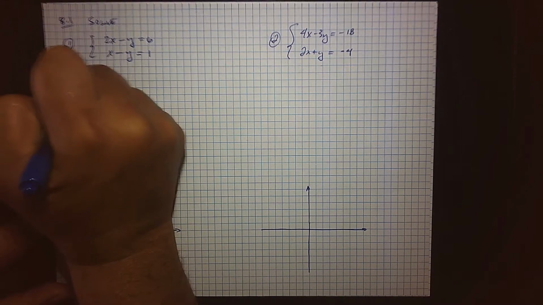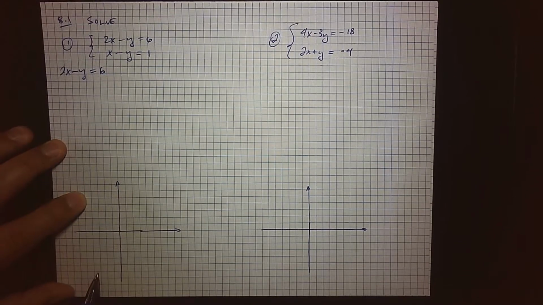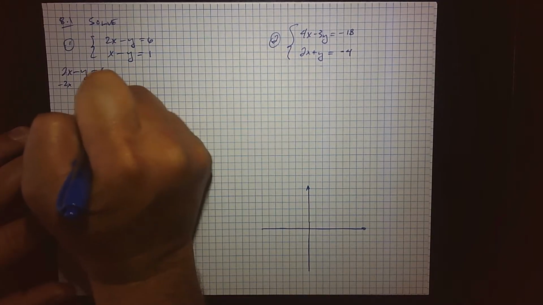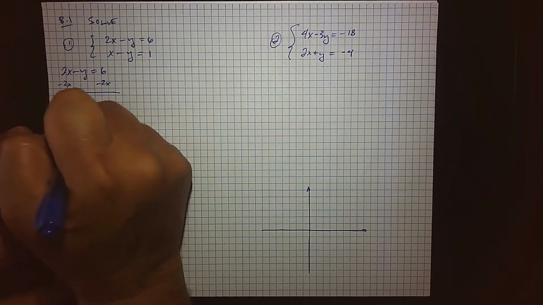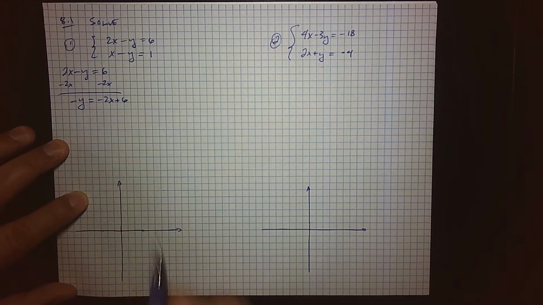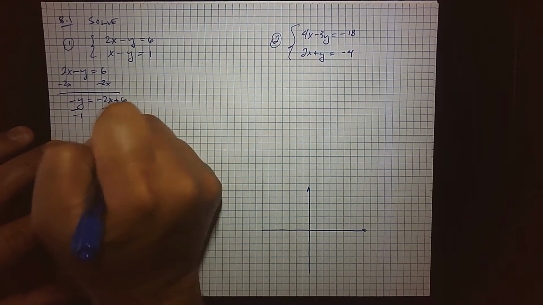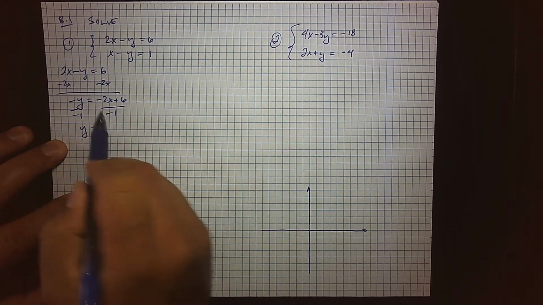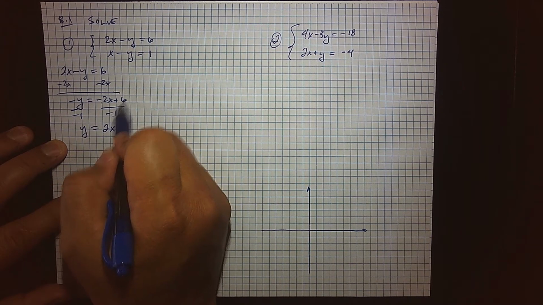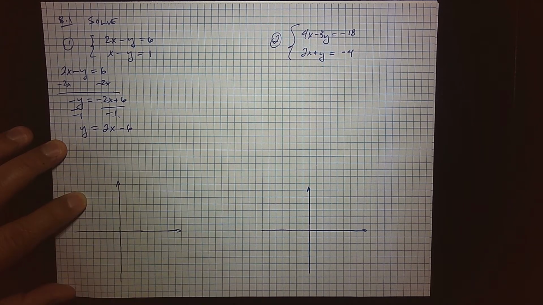So taking this first equation, as we saw, the quickest way to do it is to put it in good old y equals mx plus b. So we'll subtract 2x from both sides. That leaves us with negative y equals negative 2x plus 6. If we divided both sides by negative 1, we get y equals, well, a negative divided by a negative is a positive, and a positive divided by a negative is a negative.